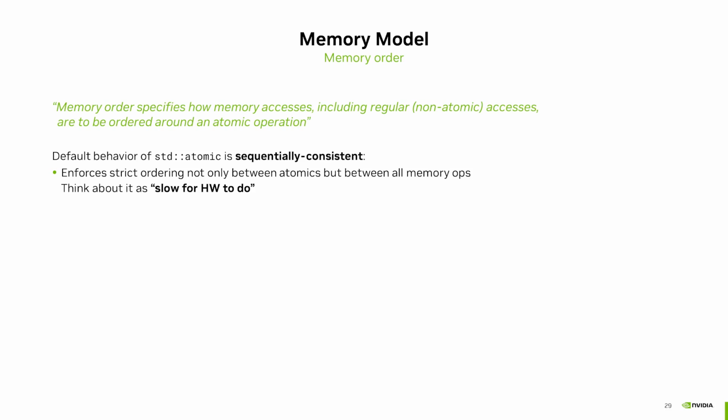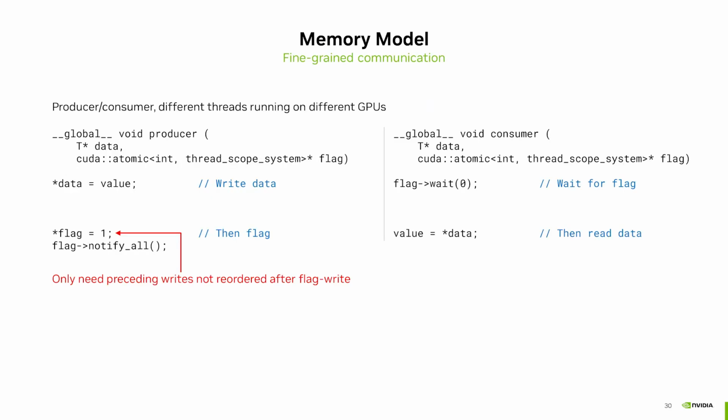So in actuality, we don't need a total ordering. All we need to achieve is for the producer to make sure that the data store does not move down past the flag store, and then the data load does not move above the flag load. Plus, we need to satisfy the point of coherency condition.